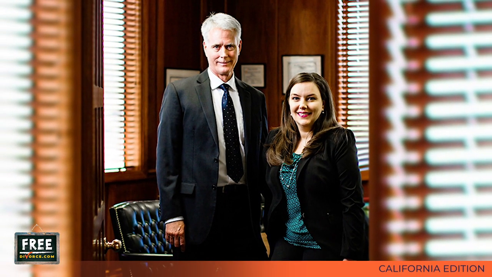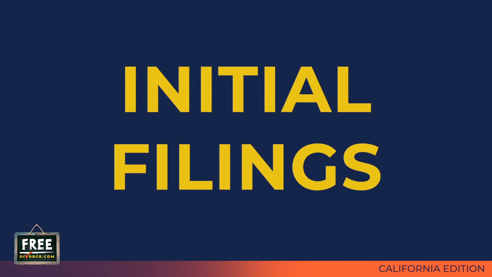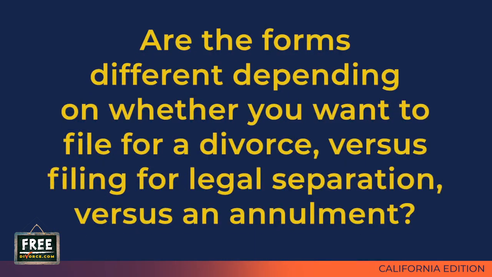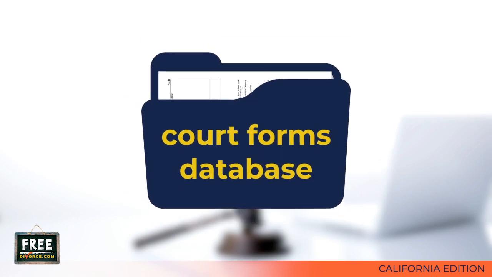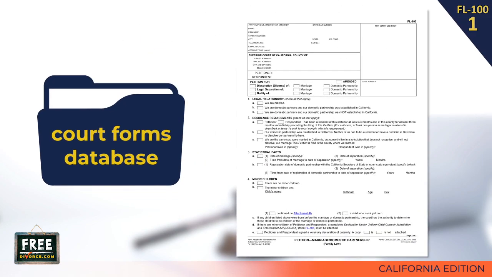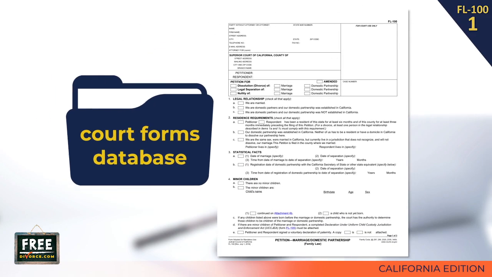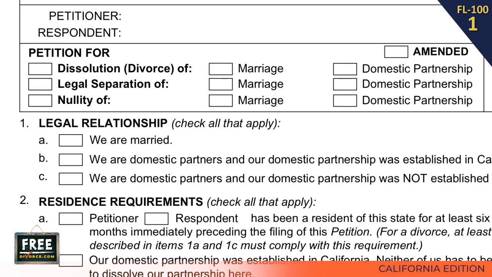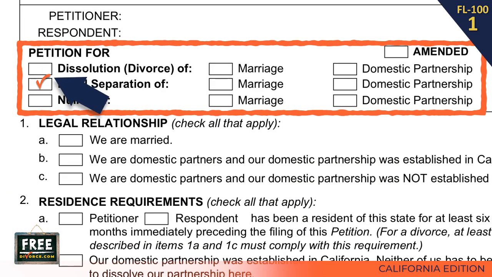This is Ed. Today we're going to discuss the initial court forms you need to start the divorce process and how to file those forms with the court. Are the forms different depending on whether you want to file for a divorce versus filing for legal separation versus an annulment? No, you use the same forms. The forms you use to start a divorce are the exact same forms you would use to file for a legal separation or for an annulment. You basically just check different boxes on one of the forms.